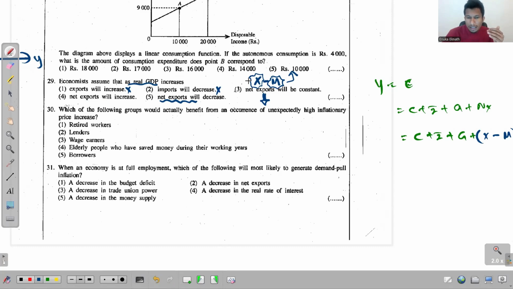So when Y increases, again, nothing happens to X, but M increases. M is a negative value. So finally, what will happen? Net exports will decrease. So the fifth one is the answer for this question 29.